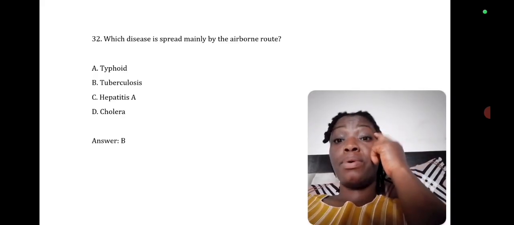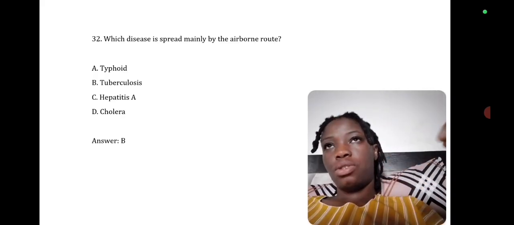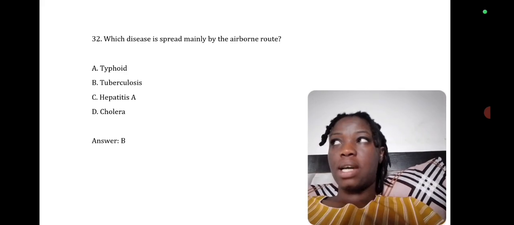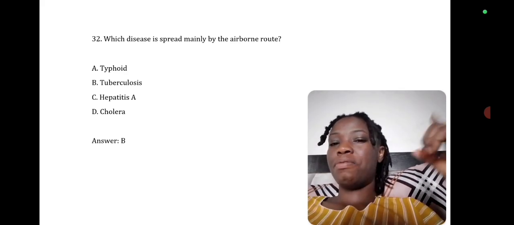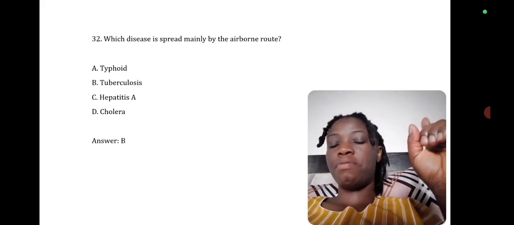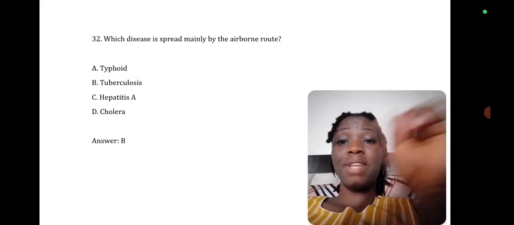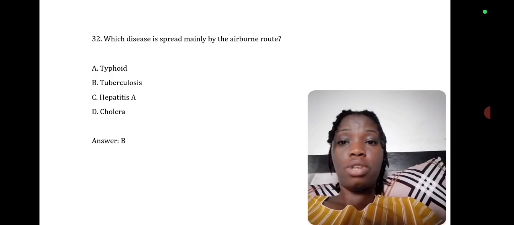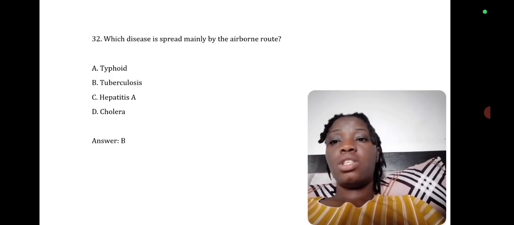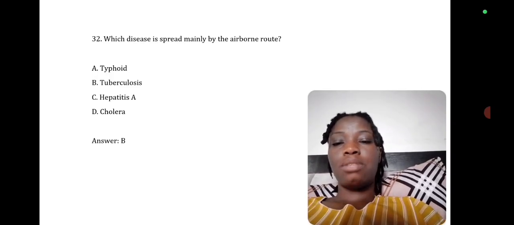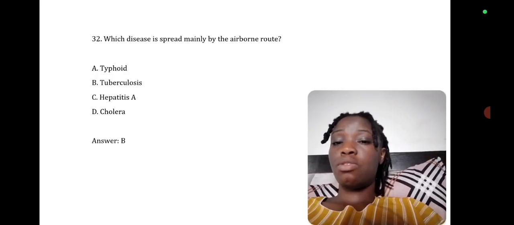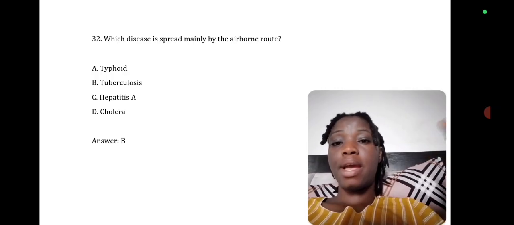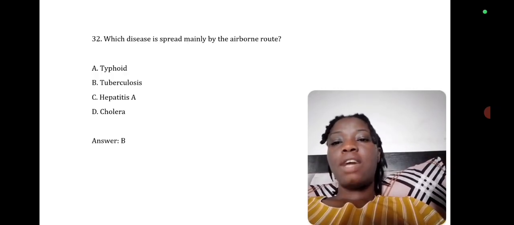They are always asking about airborne because airborne infections are very, very deadly, and secondly, they spread very fast, like COVID-19. And all these diseases that spread very fast are not easy to control. So, which disease is spread by airborne? The answer is B, tuberculosis. We're talking about pulmonary tuberculosis, since it is spread by airborne.